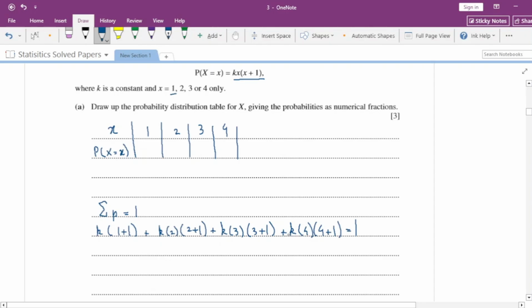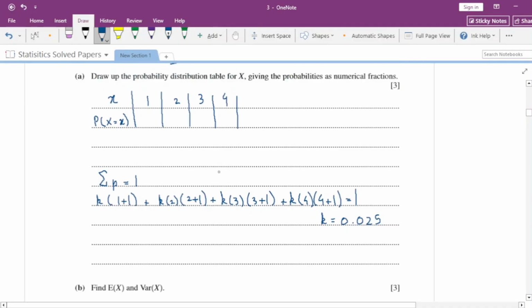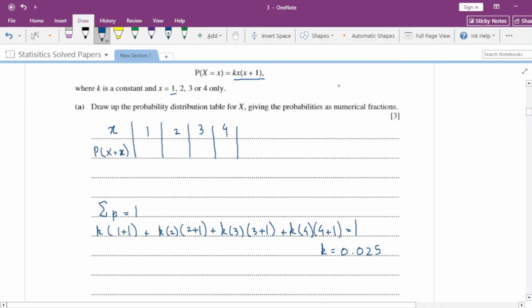Alright, and once you simplify all of this expression, you're going to get k equals 0.025. And from here, the rest of the work is really easy. You just have to plug the value of k again into these expressions, right? So your general expression becomes P(X = x) = 0.025x(x + 1). All we need to do is substitute values of x back again to fill out our table.